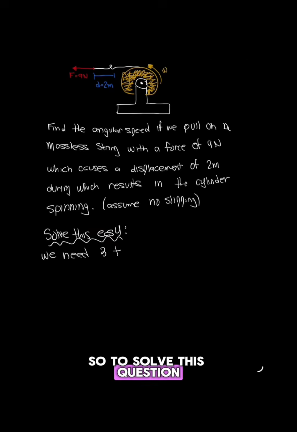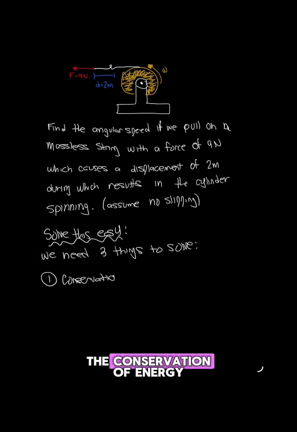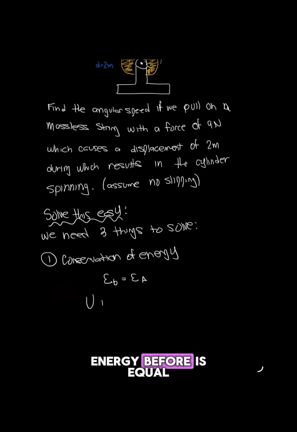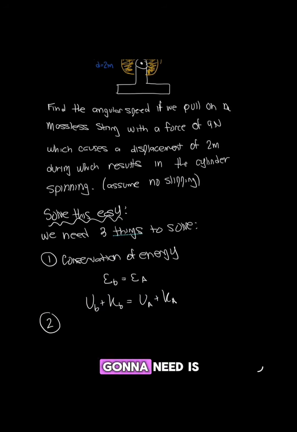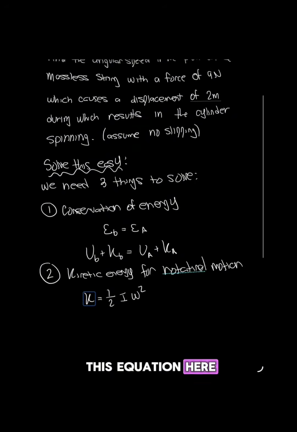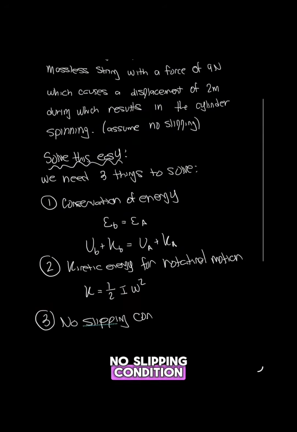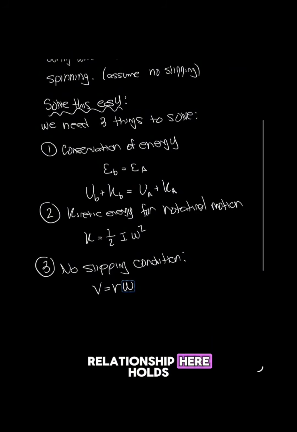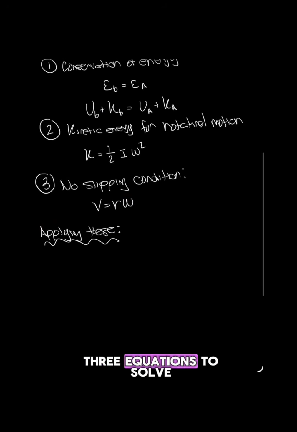So to solve this question, we need 3 things. The first thing is the conservation of energy, which means that the energy before is equal to the energy after. The second thing we're going to need is the kinetic energy for rotational motion, which is given by this equation here. And then the last thing we're going to need is the no slipping condition, which means that this relationship here holds. So the linear speed is equal to the radius times the angular velocity. So we apply these 3 equations to solve this question.